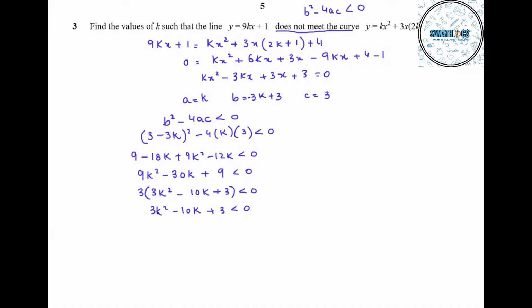So now we can solve by middle term breaking. 3k square, 3 3s are 9 and we have here minus 10. So 9 1s are 9. So minus 9 and minus k are the factors.